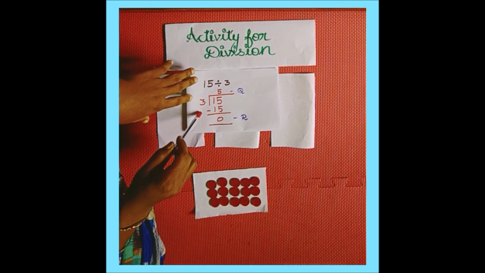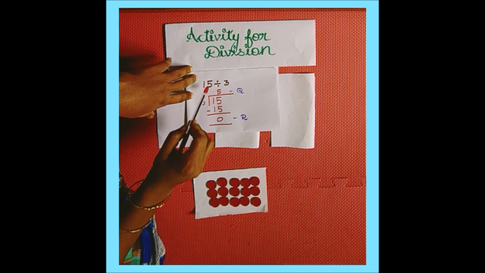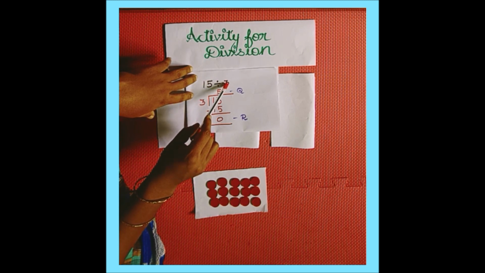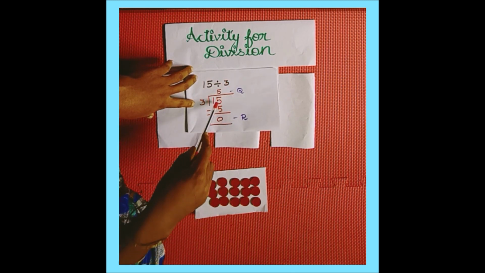See the another example, children. 15 divided by 3. So our divisor is 3, our dividend is 15. You have to divide this 15 into 3 equal parts. See here, this is your normal division. We are dividing the 15 by 3.